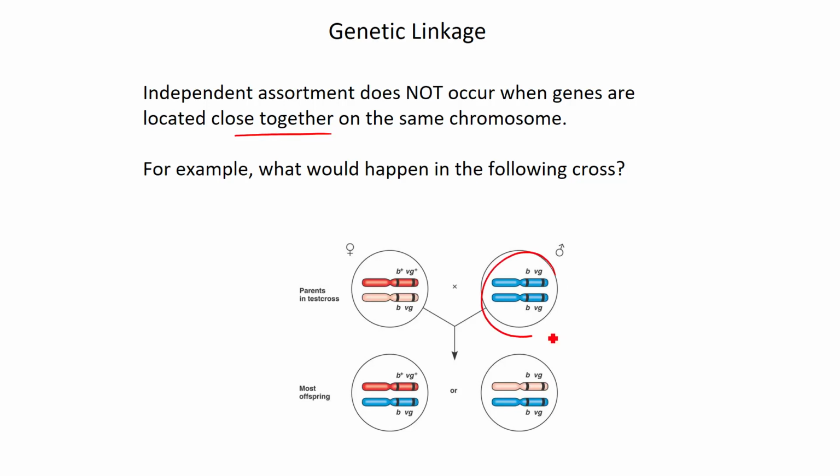This picture is terrible because it looks like they're a quarter chromosome apart, right? I think they just did it so that the B and the VG wouldn't be on top of each other. Normally they would be a gene or two apart, if not right next to each other, right? And so first of all, why can't independent assortment separate those genes? Because they're on the same chromosome. Left or right doesn't really matter. It's the same chromosome. You can't separate them by independent assortment if they're on the same chromosome.